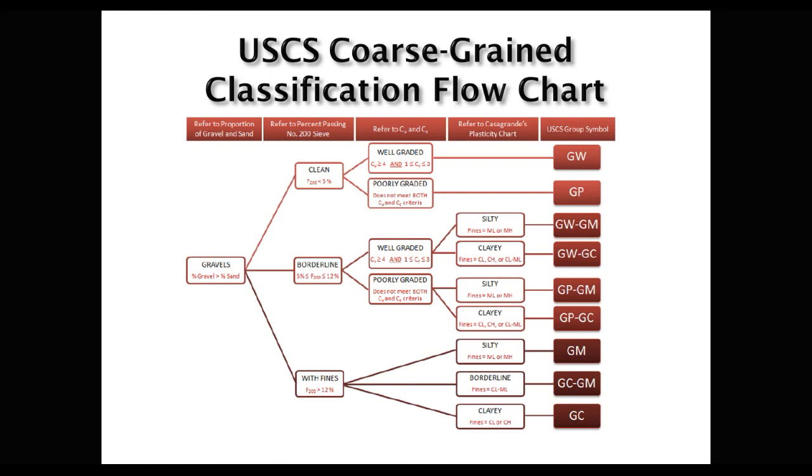So when the percentage gravel is greater than percentage sand, and if the percentage fine is less than 5%, that means the amount of soil passing the number 200 is less than 5%, and if the uniformity coefficient is greater than 4 and the coefficient of gradation is less than 3, then it's a well graded soil, that is a well graded gravel. So as you can see here, the description given is GW.